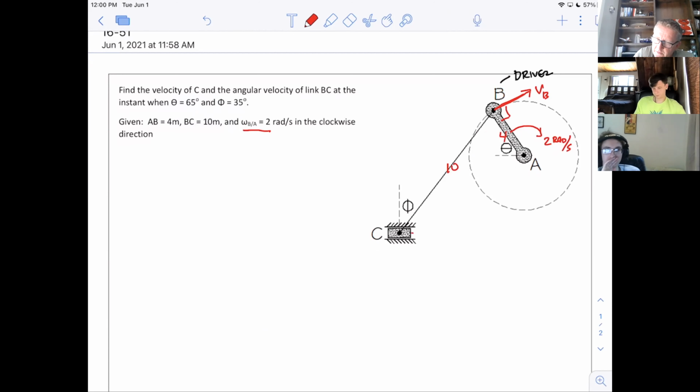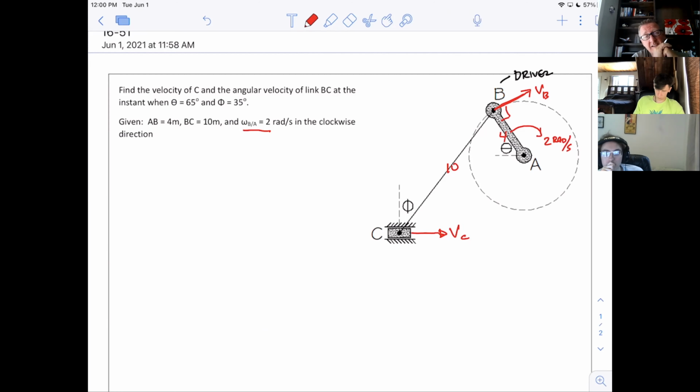So isn't that going to cause this guy to move to the right? Isn't that what the velocity of C is going to look like? It's not going to go left. It's going to go right. True? And notice it's constrained to move left and right, which again is pretty nice. It doesn't get to move up and down, but it's constrained to move left and right.